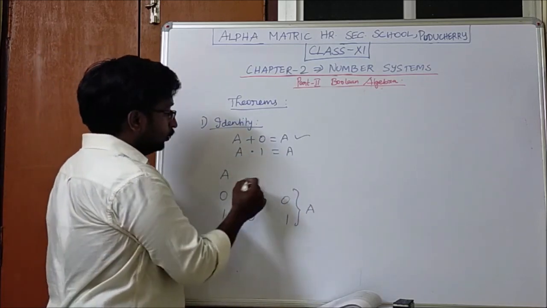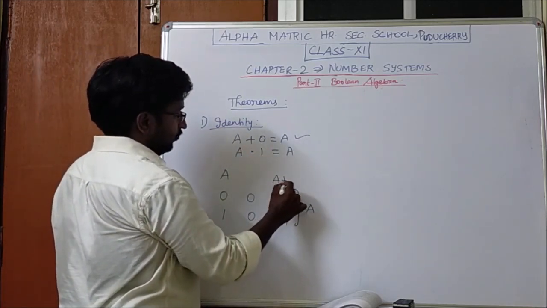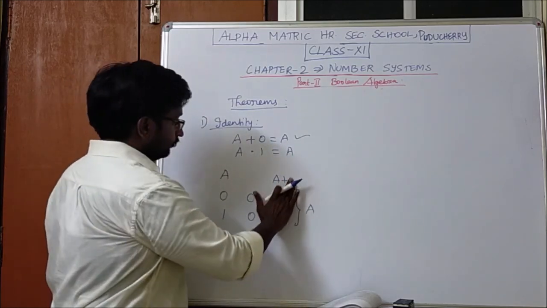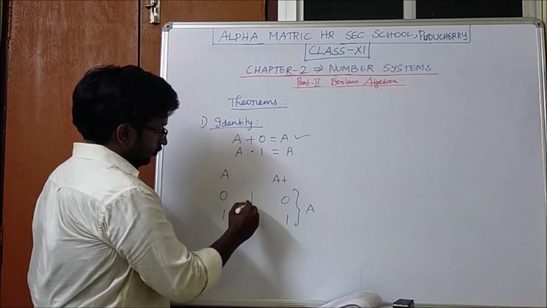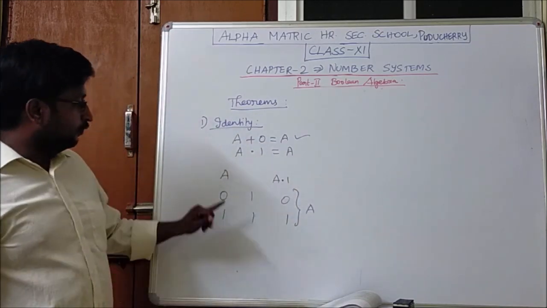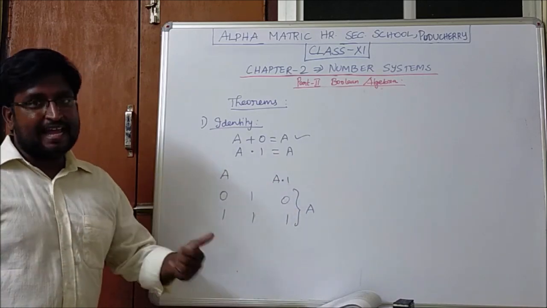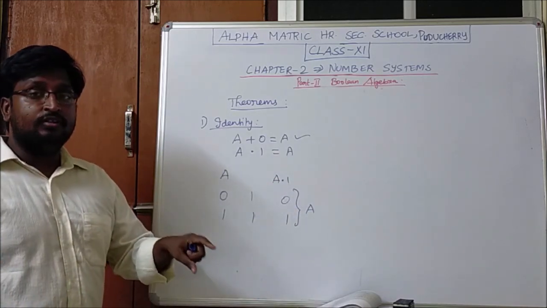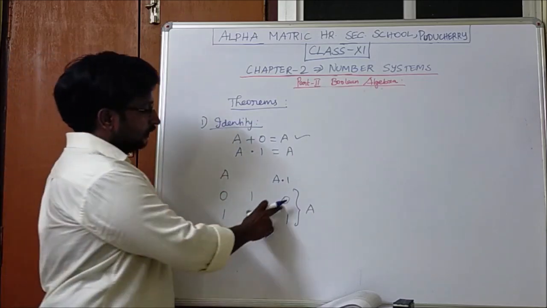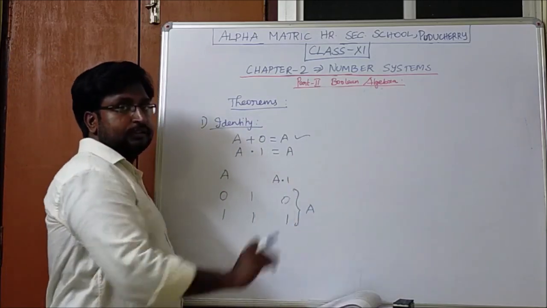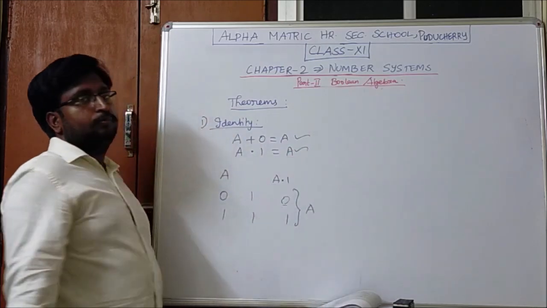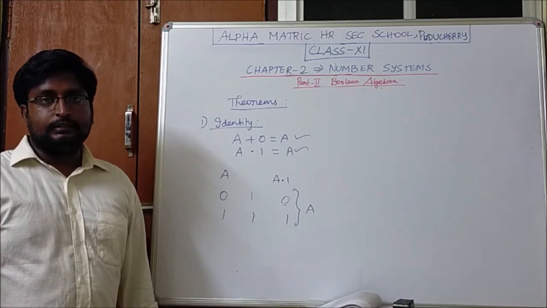This is A plus 0, this first one. Next is A into 1. Into means AND. Both the inputs are true means the result is true. Here one is false, so the result is false. Both are true, the result is true, which is A. So this is also proved. LHS is equal to RHS.